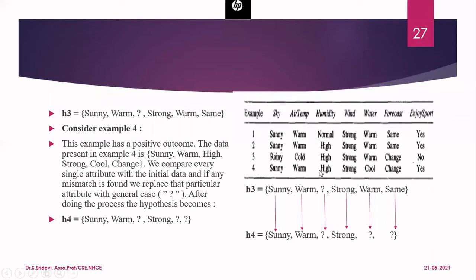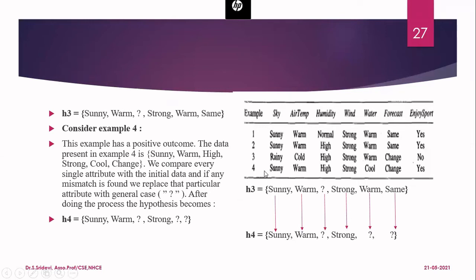The third parameter is high. If you consider the hypothesis, I have question mark. So what is the meaning of question mark? Any value is accepted for that particular attribute. So you keep the question mark as such, because I'm not going to bother about the humidity, whether it is high or normal, it is fine. So you keep it as such. And for the fourth parameter, I have strong. In my fourth record, the fourth parameter is strong. So keep it as such.